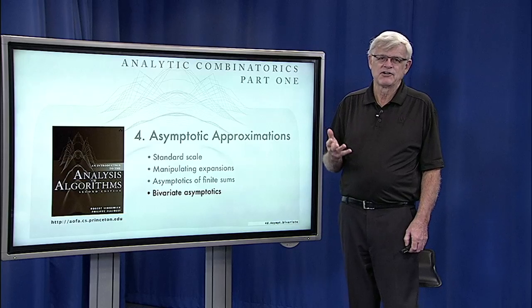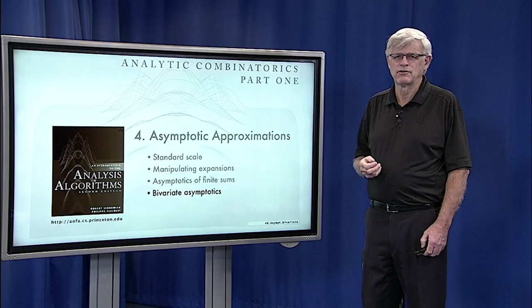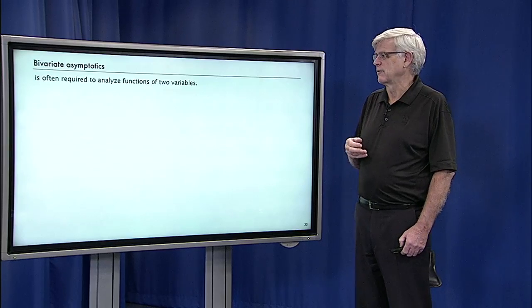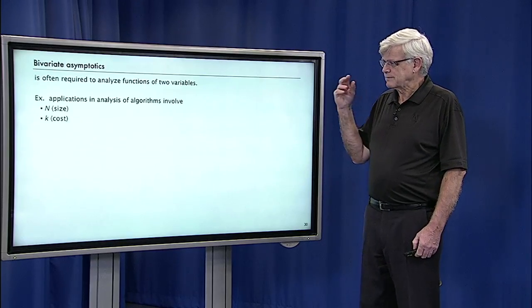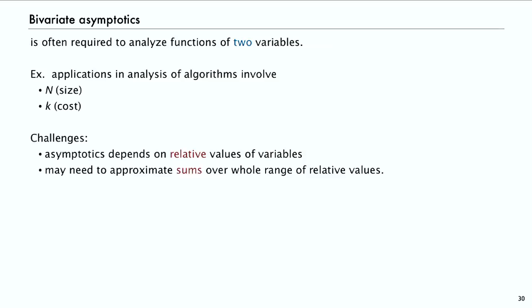Next, we're going to talk about an intricate extension of the asymptotic techniques that we're looking at, where there's two variables involved. And these arise frequently in the analysis of algorithms. So a lot of times in the study of algorithms, we have two variables that we're working with. One is the size of the problem, and the other is the cost. So we're going to wind up with intricate expressions that involve those two variables. And they might vary independently. So we have some definite challenges.